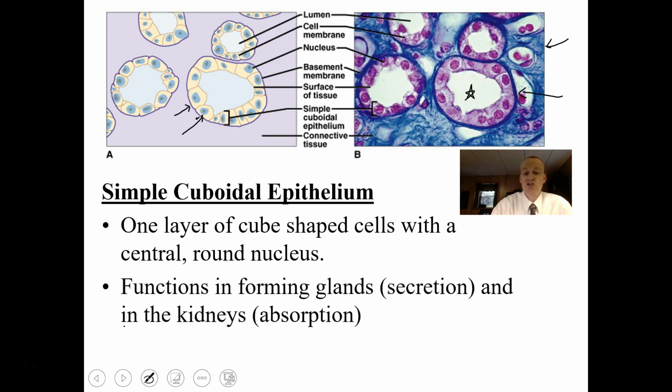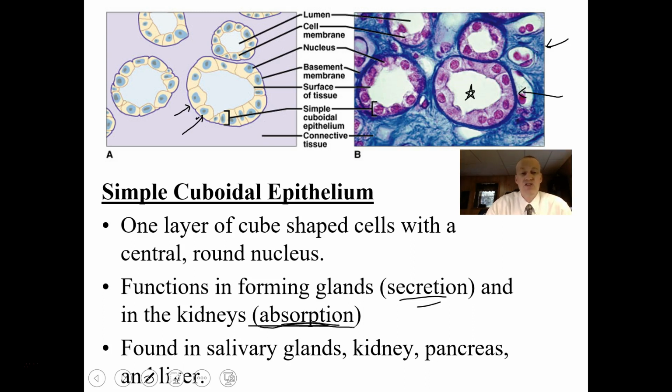These function to form glands, so they function in secretion, making and secreting various kinds of products, and they also function in absorption, in the kidneys. In your kidneys, we take and filter blood out, but we don't want to get rid of all of the fluids that come into the kidneys, because we would urinate all the water out of our body. So we have the ability to absorb some of the materials back into the body, and then some of it we send to the ureters, into the urinary bladder to make urine.